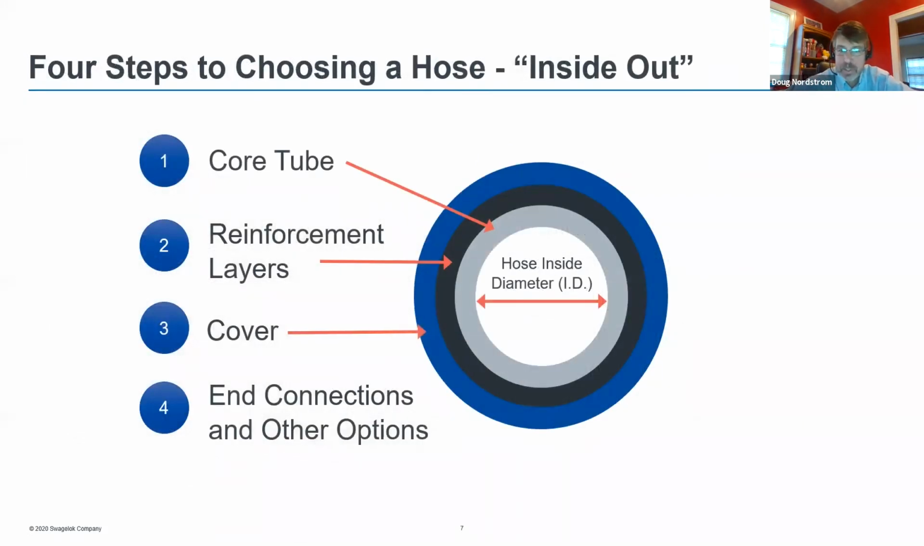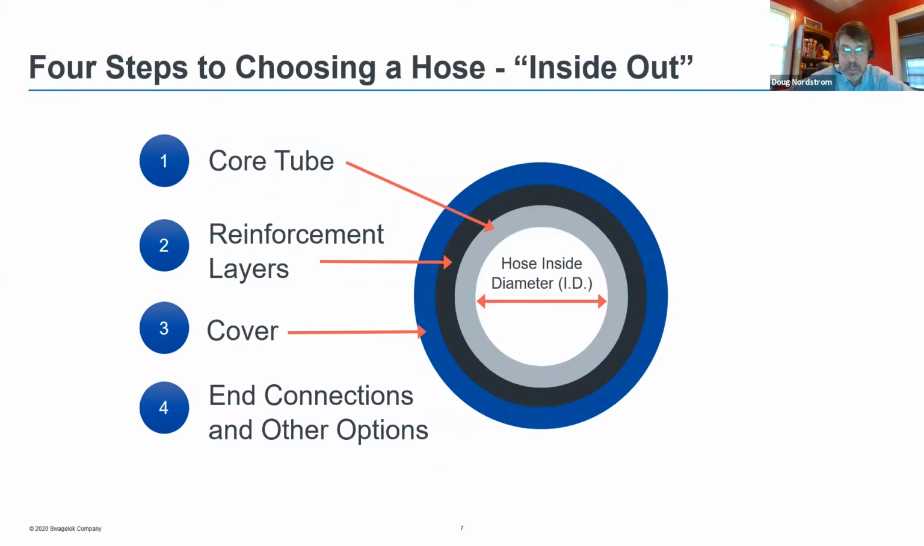So moving into the 4-step process, we like to basically say we're designing the hose, or we're speccing in the hose, from the inside out. This is intended to be a cross section looking down the center of a hose, just a quick drawing of it. What we're looking at, from the inside out, is the core tube, which is going to be what touches the media flowing through the hose.